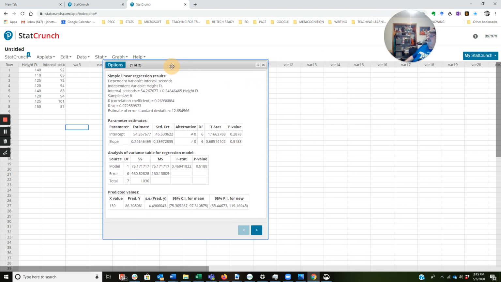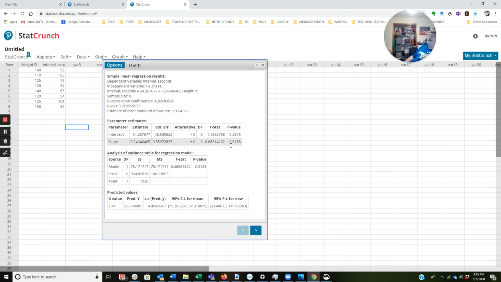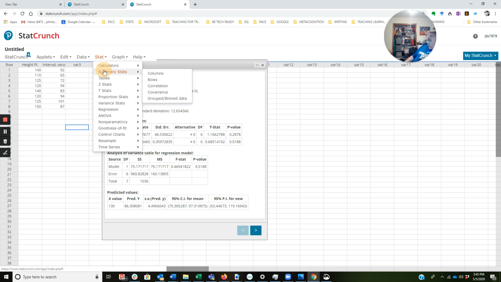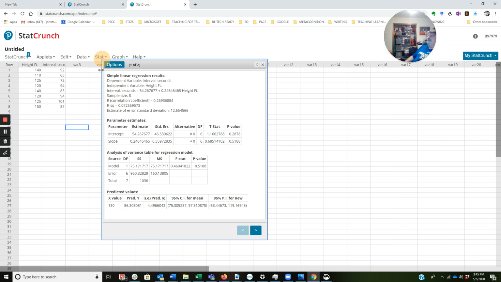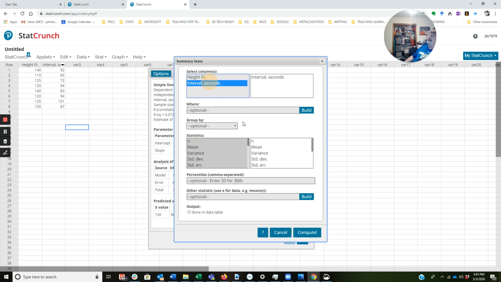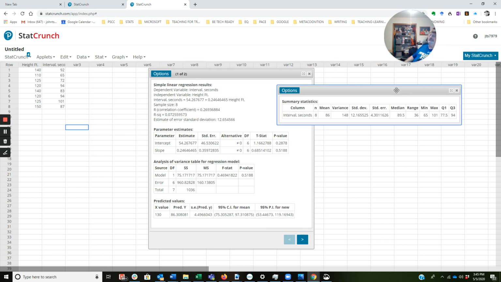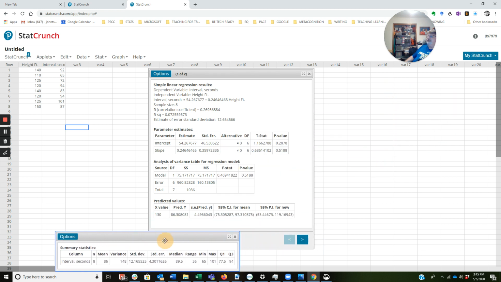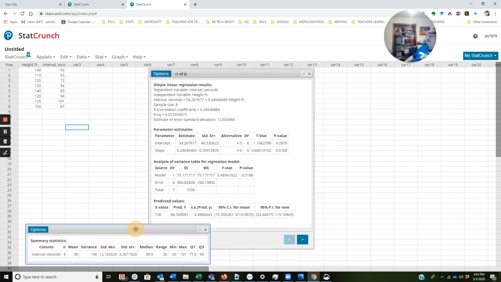When I look at this p-value right here, 0.5188, I said, oh boy, we are definitely failing to reject. There is no linear correlation. So I might as well go ahead and do summary stats, columns, and I want the y column, the interval in seconds, and there you see the 86 seconds. That is the mean, that is the best prediction for this particular problem.